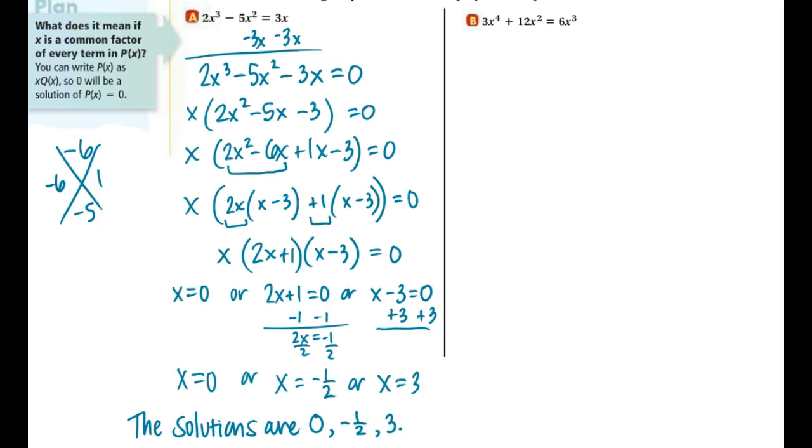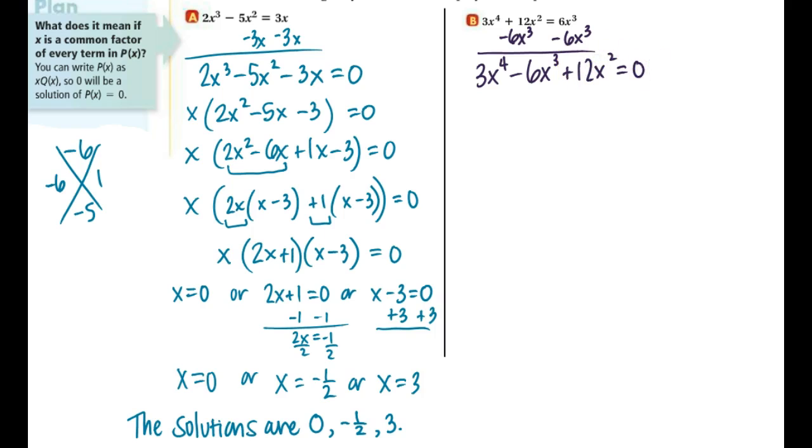In part B, we are given another polynomial where we do not have it in standard form yet, so the first thing I want to do is put it in standard form and get 0 on one side of the equation. So I'm subtracting 6x to the third from both sides. So make sure you paste that in right after the 3x to the fourth, because standard form means we have biggest exponent to smallest.